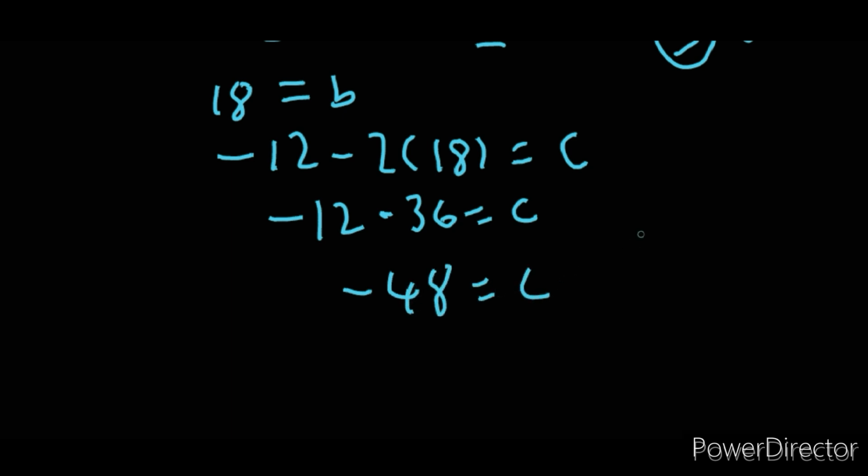So we find the values of b and c. Therefore b is equal to 18 and c is equal to minus 48. And there we have it.